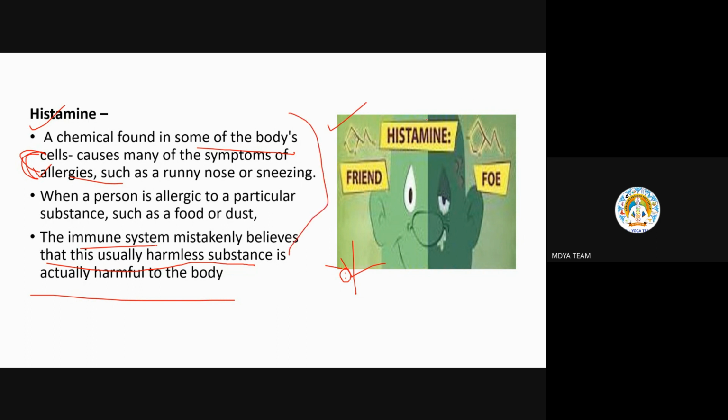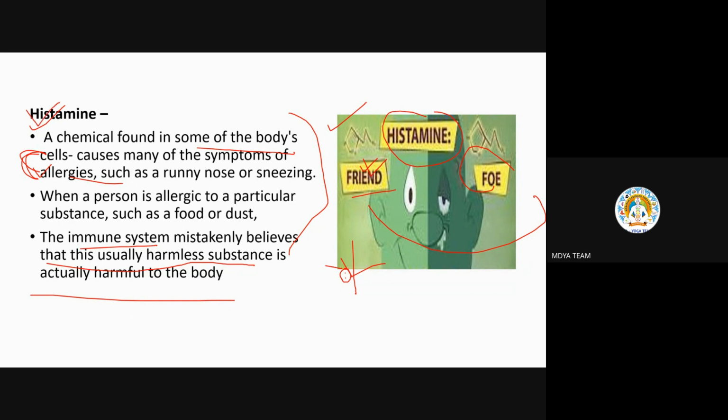In the diagram itself it is there. What is the work of histamine? It has friends, and this histamine understands that this is not my friend, he is a foe, an enemy, though the cell is not an enemy. This yellow color is the cell, you can understand it as a cell. The cells which are harmless to the body, histamine understands as harmful for me and destroys those cells also which are useful for our body. So this is not good. Understand this work of histamine.